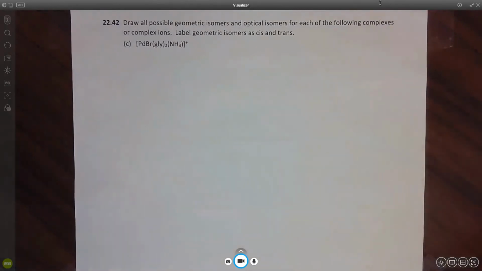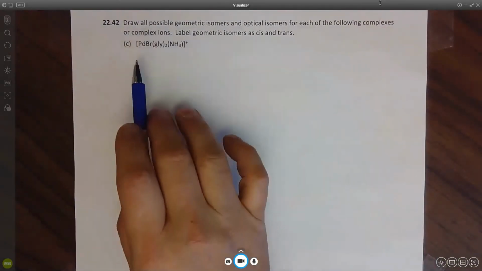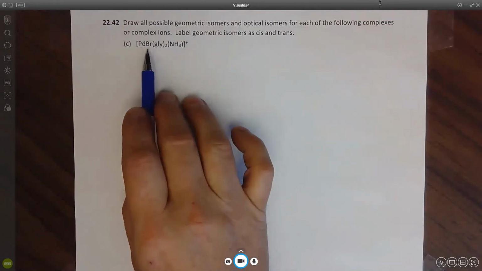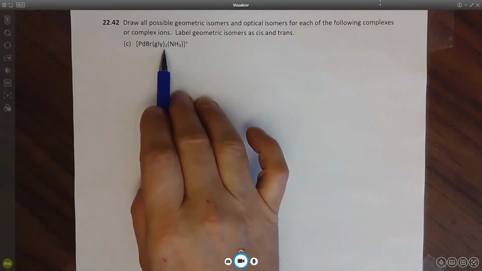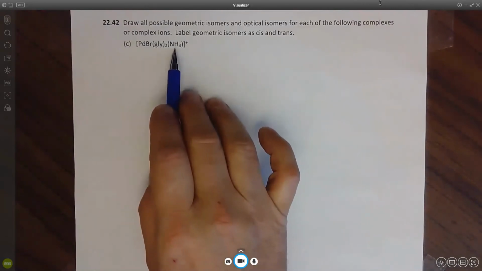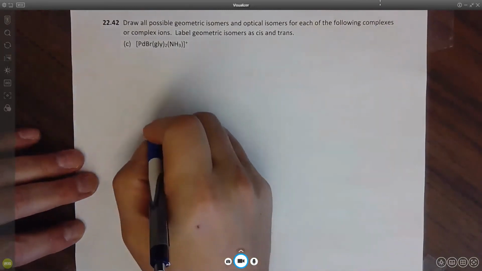So let's start with looking at the actual complex ion. We have the palladium as our central atom. We have a bromide, which is monodentate. The glycinate, which is bidentate. There's two of them, so that's going to be 4 coordinate covalent bonds. And then the ammonia, which is monodentate. So we have 1, 4, and 1, that's 6. So again, we're going to have an octahedral structure.